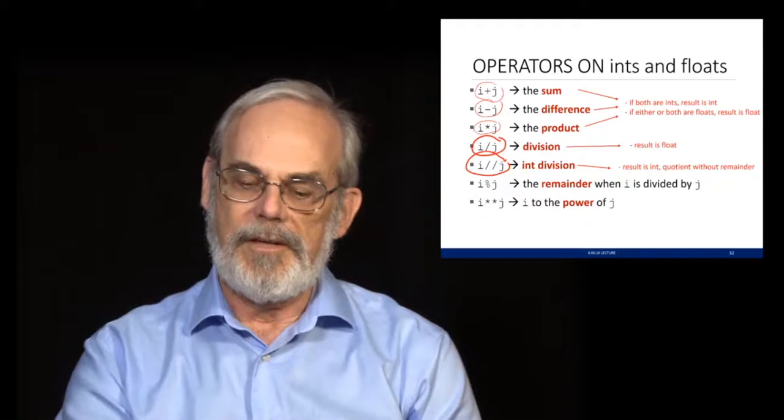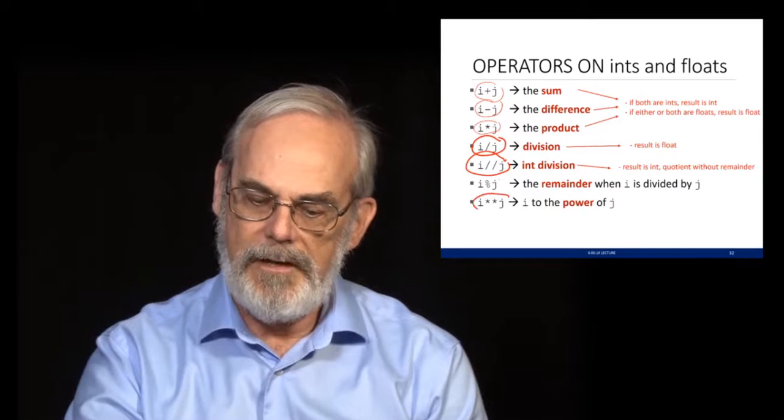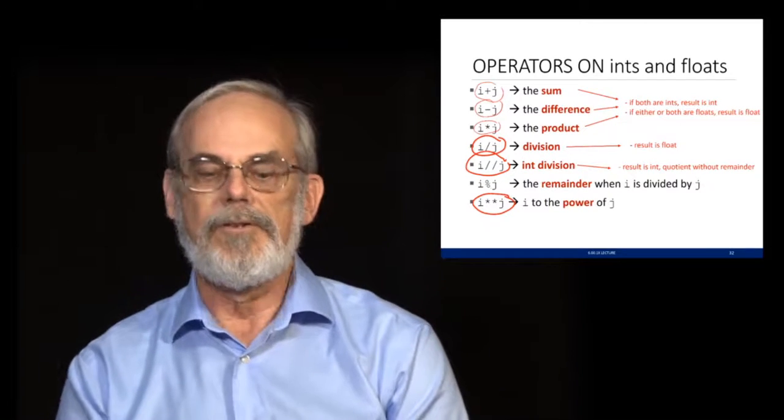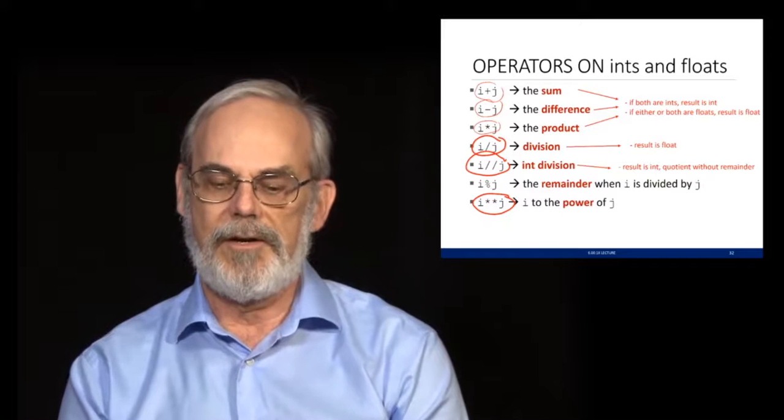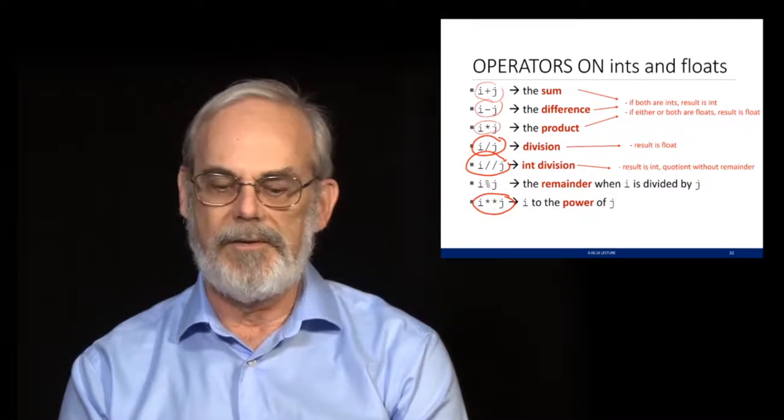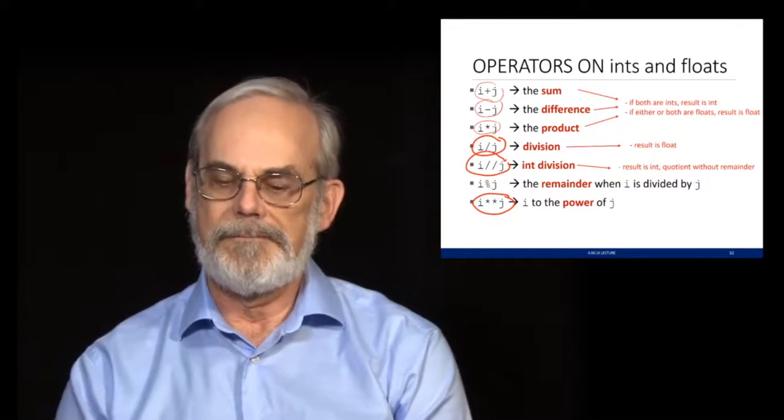Finally, I can raise something to a power, and that is done right here with i 2 stars j. So 1 star is multiplication, 2 stars gives me power.